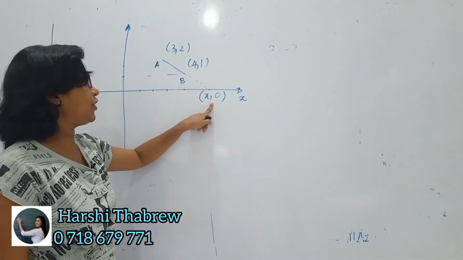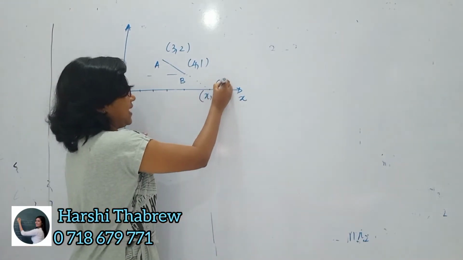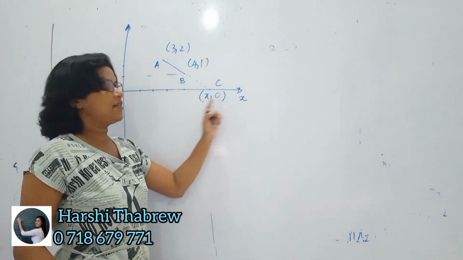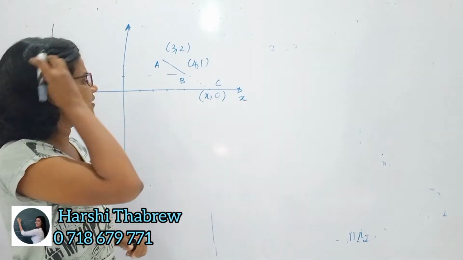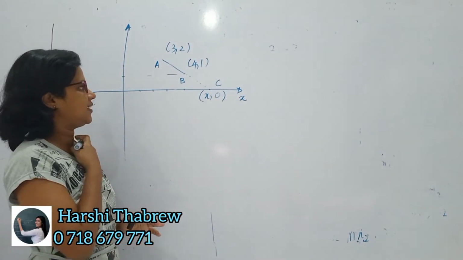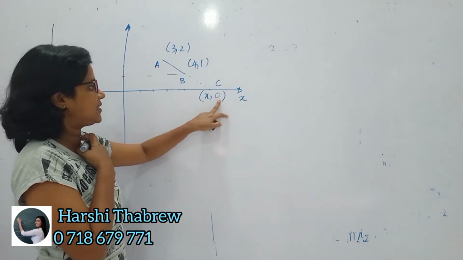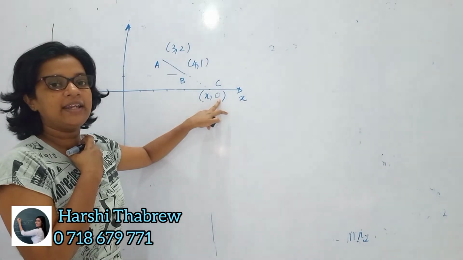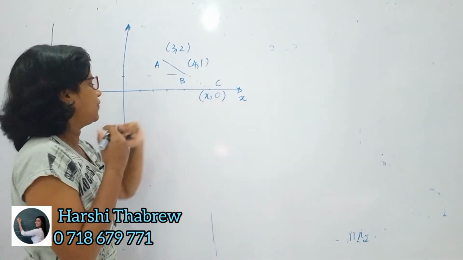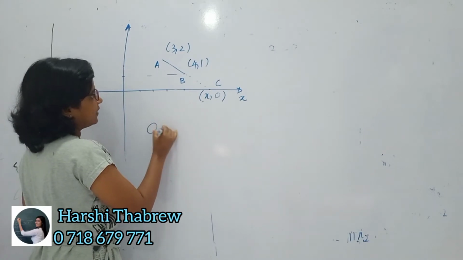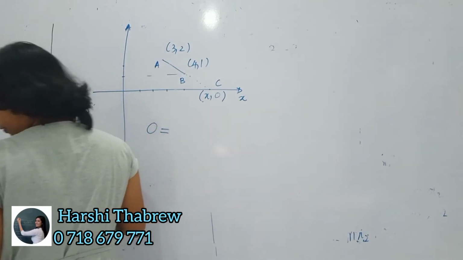Then the coordinate of this point, let's take it as C. It should be like this, x, 0. Then it's very much easy if you take this y coordinate to find the m to n ratio. Then let's write it like this: 0 equals m to n, right?